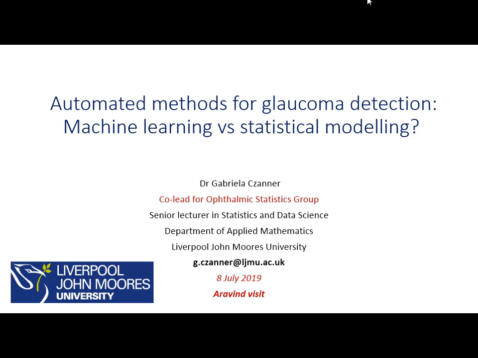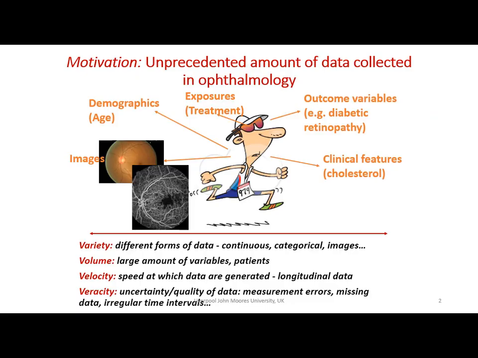So what I will be talking about is the automated methods for glaucoma detection. And especially I will be asking the question, should we use machine learning methods to do that, or should we use simpler statistical modeling methods for that? And I will explain the terms.